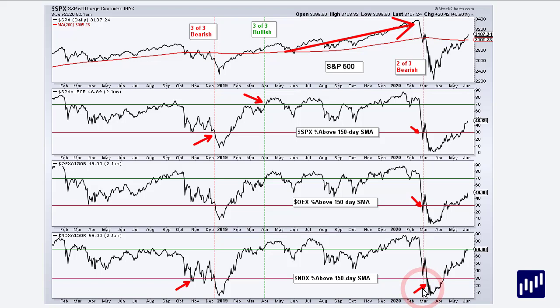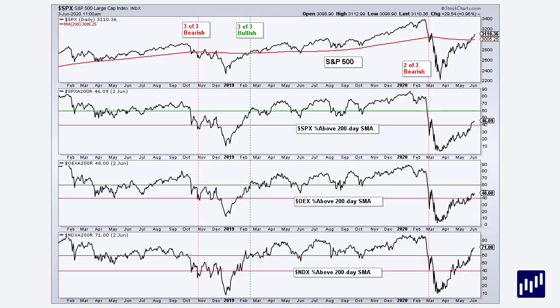Now, currently, all 3 of these indicators are bearish. They are below that 70% threshold. The NASDAQ 100 is the closest. So if we go out, 150 days is roughly 7 months. That's getting long term, if you will. And so longer term, you can see a lot of stocks are still struggling. More than 50% of the S&P 500 are below that 150-day SMA.